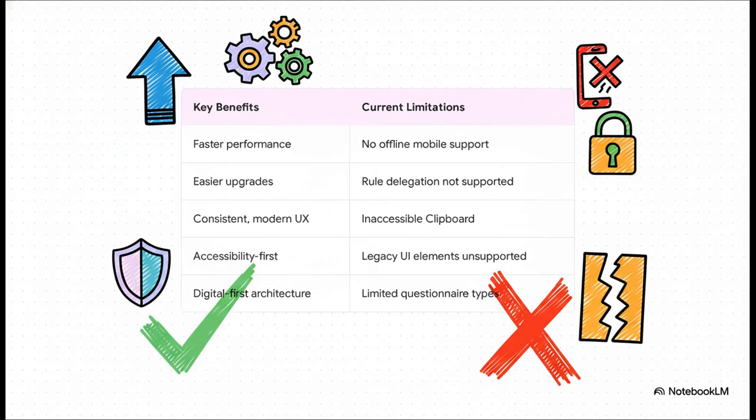This slide really lays out the core trade-off you're making with Constellation today. On the one hand, you gain these massive advantages in performance, consistency, and, thank goodness, the end of painful upgrades. But on the other hand, you are temporarily giving up some very specific capabilities. There's no offline mobile support just yet, rule delegation for business users is on the roadmap but it's not here today, and you simply cannot use old UI rules like sections and harnesses. It's a deliberate, clean break from the past.